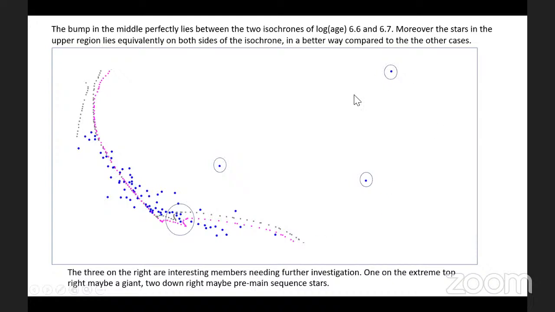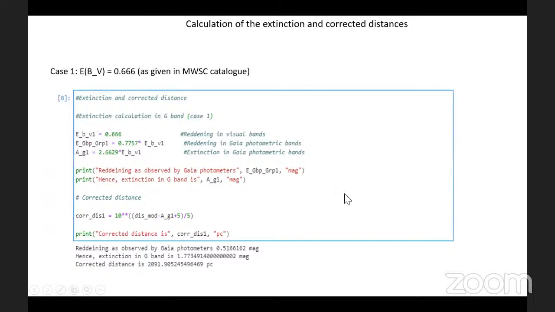The second thing is these three individual stars, which need further investigation. This might be a giant, and these two may be pre-main sequence stars, which are very interesting compared to the whole HR diagram. No matter how many times I have done the fitting, these three are very prominent and proper stars. So this may be a good, interesting point to go ahead.